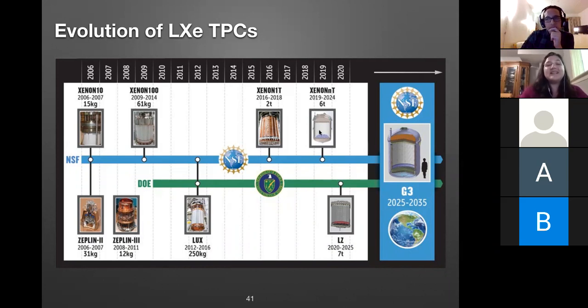You can see that these two experiments have been very competitive with each other for a long time, and we're working together now to build a new collaboration while we finish our experiments that are competing against each other. That's kind of the really crazy thing that we're doing right now.